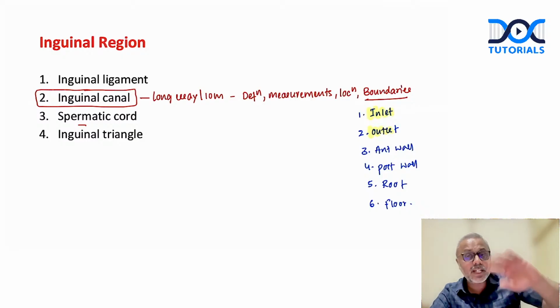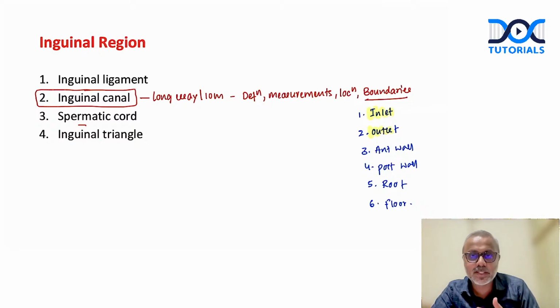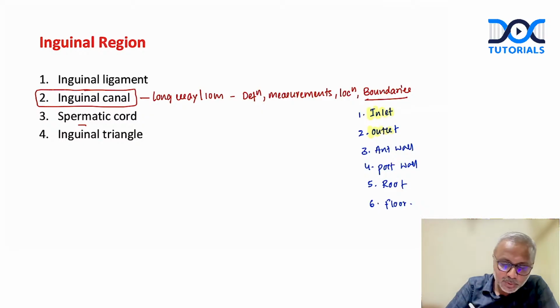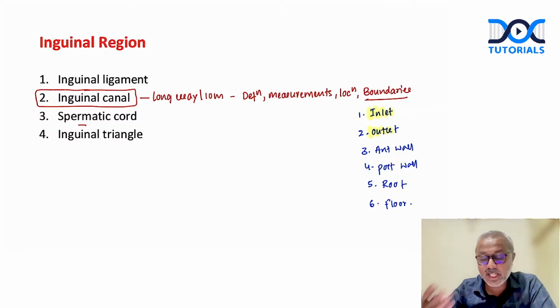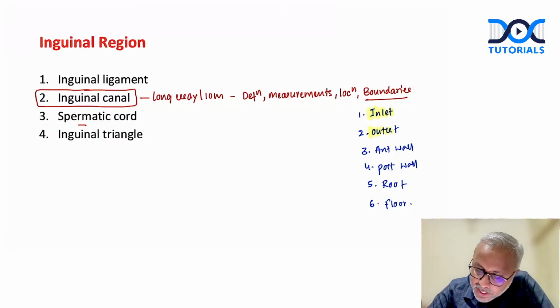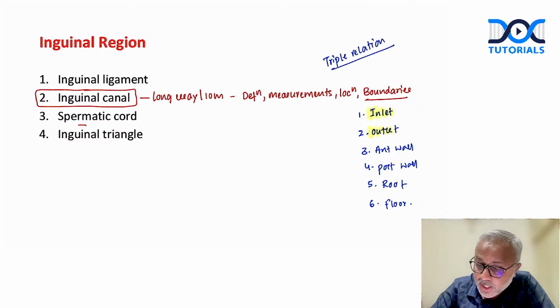And most of them end up writing the anterior wall, posterior wall, roof, and the floor, right? So this is where you can score over others, right? Inlet and outlet. And one more thing I want you to remember here is, when you write the answers for inguinal canal, please talk about the triple relation. Triple relation of what structure? Remember, triple relation of the internal oblique muscle.